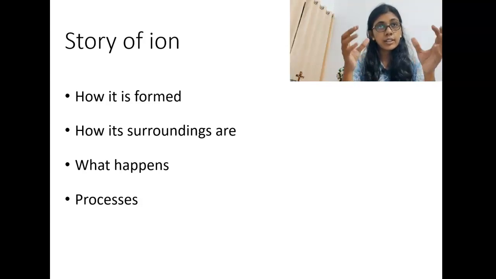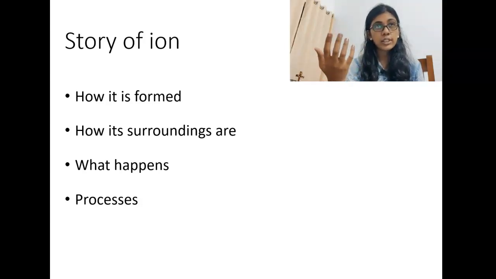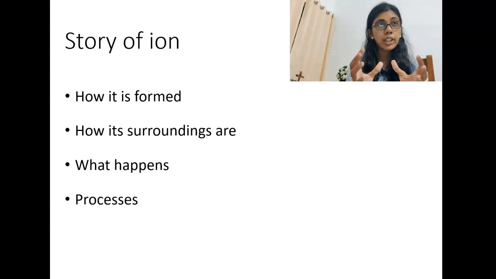You can see the electrolyte coming into the solution, ions are formed, and what happens to this ion? How are its surroundings? Are the surroundings containing molecules? There will be water molecules, how they interact, how the other chlorine atoms or chloride ions interact. All this comprises the surrounding of the ion, and this will have an effect on the ion. And then what happens to this ion?